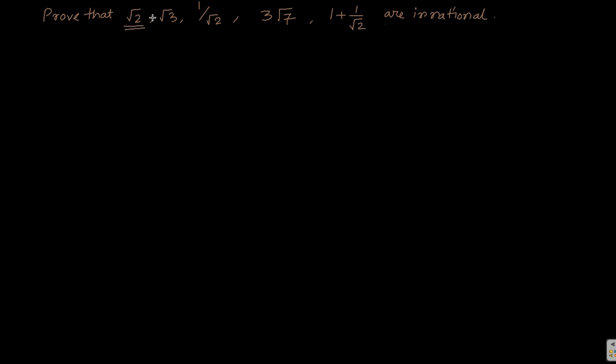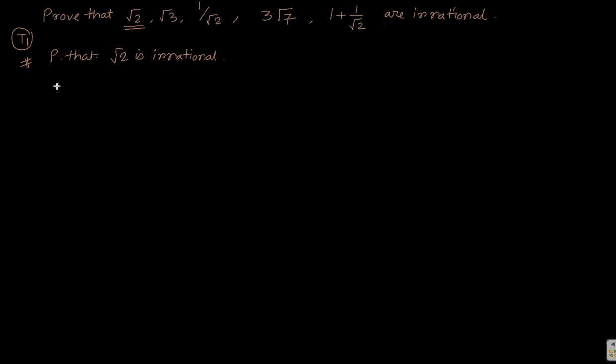Now let's start with root 2. Let's prove that root 2 is an irrational number. This is only one type, type 1. That's why it is very important that this type must come in your exam. Prove that root 2 is irrational. Okay, now let's start with the proof.